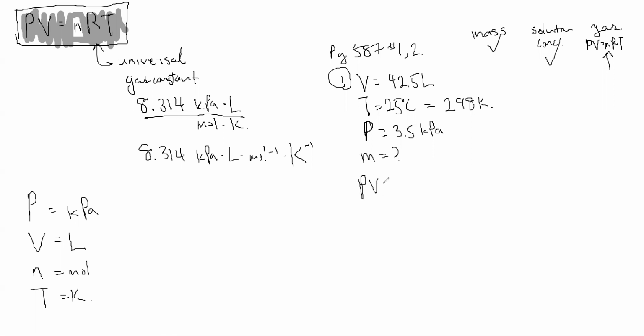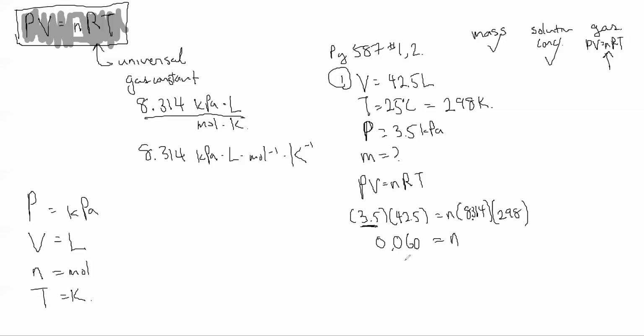Here we go. PV equals nRT. Pressure 3.5. Volume 42.5. Number of moles, I do not know. The universal gas constant, that is 8.314, always given. And temperature is 298. That means the number of moles is 0.06003, but 2 sig figs is my shortest, so it's going to be 0.060.